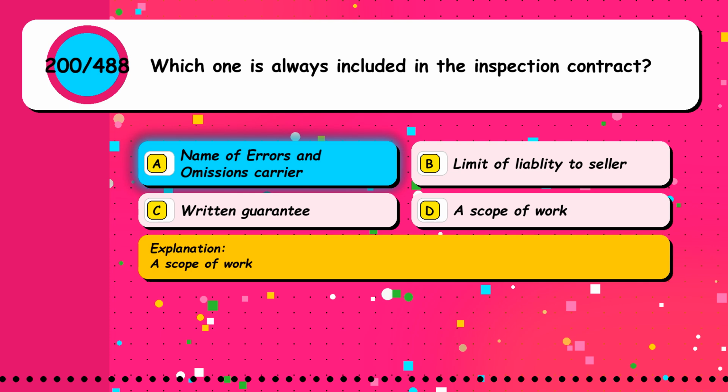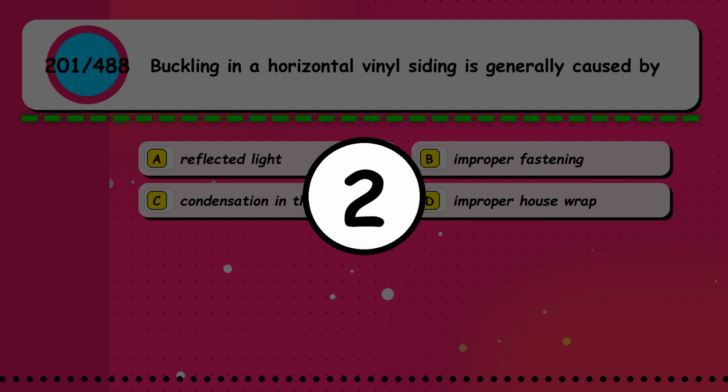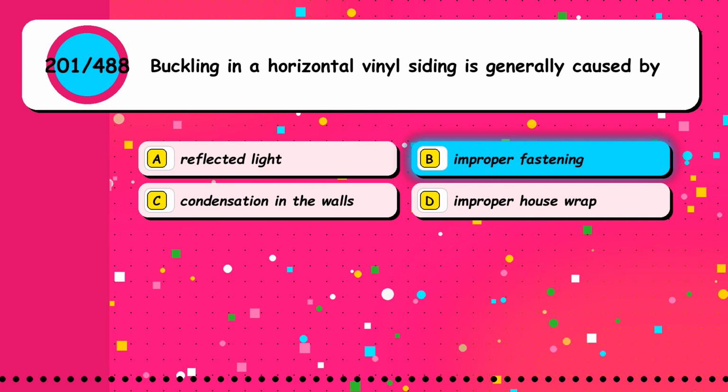A scope of work. Question 201. Buckling in a horizontal vinyl siding is generally caused by option A, reflected light. Option B, improper fastening. Option C, condensation in the walls. Option D, improper house wrap. The correct answer is option B, improper fastening.